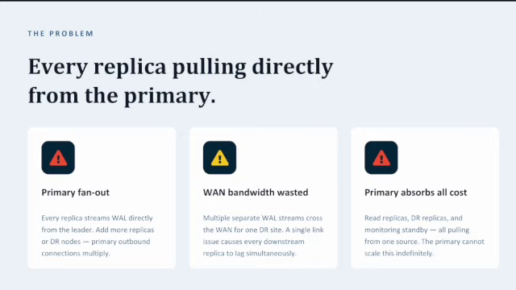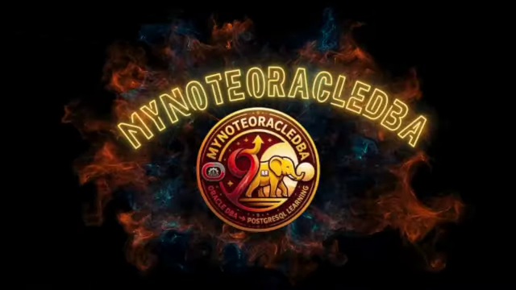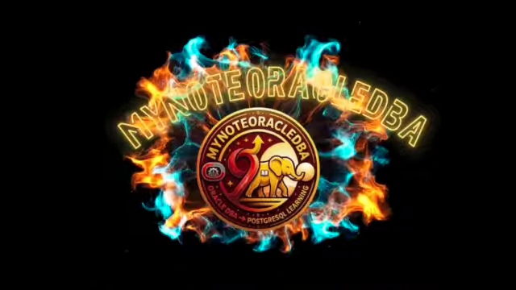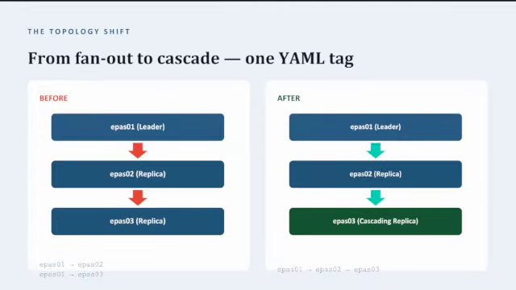Primary CPU spiking during your backup windows. One root cause is too many direct WAL connections. And the fix is a single tag in your Patroni cluster. Most DBAs have never used it. So let's start with the topology.